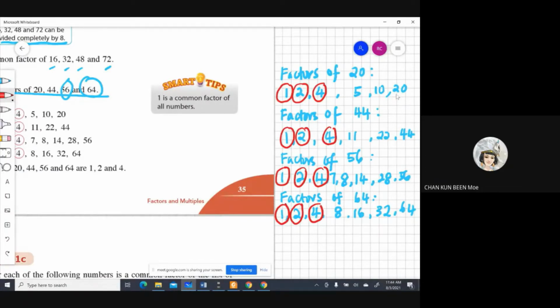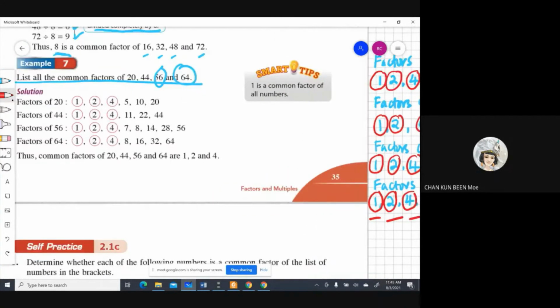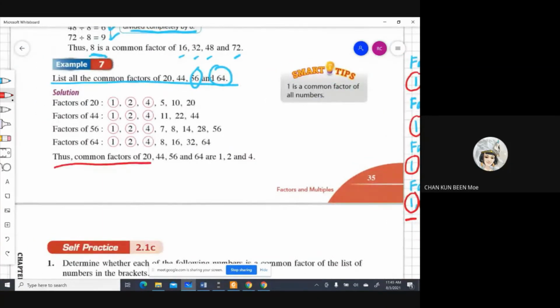20, not all of them, so cannot. 11, not all. 22, no. 44, no. 7, not all. 8, not all. 14, not all. 28, not all. 56, not all. Followed by 8 here, cannot. 16, cannot. 32, cannot. 64, even cannot, because only 64 itself has it. So the common factors that we have here are 1, 2, and 4. You can refer to the answer in your book here. Thus, the common factors of 20, 44, 56, and 64 are 1, 2, and 4.